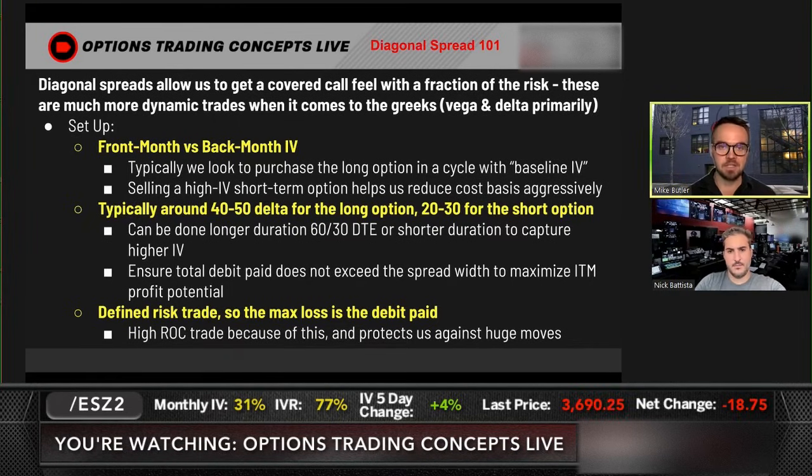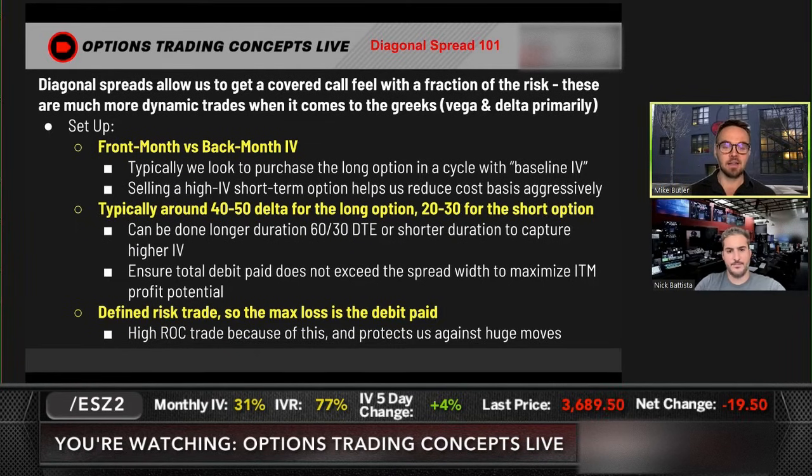We have made exceptions to this before, but that exception completely relies on the fact that our short option is in the weekly cycle. We're typically not going to buy a diagonal spread like a $10 wide debit spread, we're not going to pay $12 for it if our short option has 20 days to go. You're putting yourself in a tricky scenario because now you have risk on the in the money side.